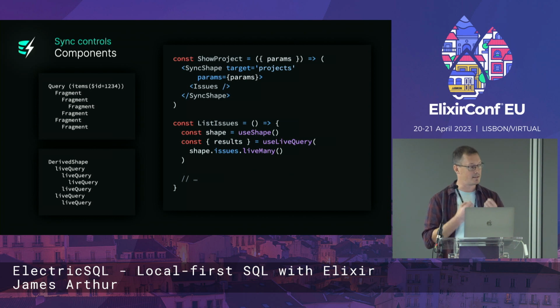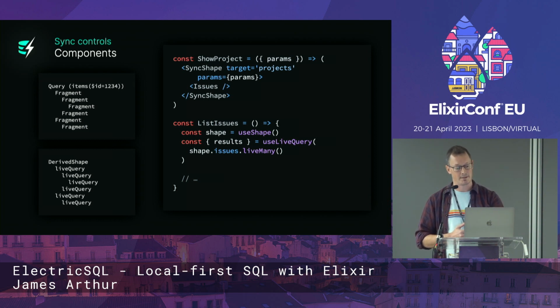We allow you to just make direct SQL queries from any of your components to the database, and then we can derive out an aggregated shape which is required to sync in order to fulfill that component hierarchy. And then you can put boundaries in some of the sync behavior. So on the code sample here, where it's a React component to show a project, you put a sync shape component with the configuration for what you want to sync in there.